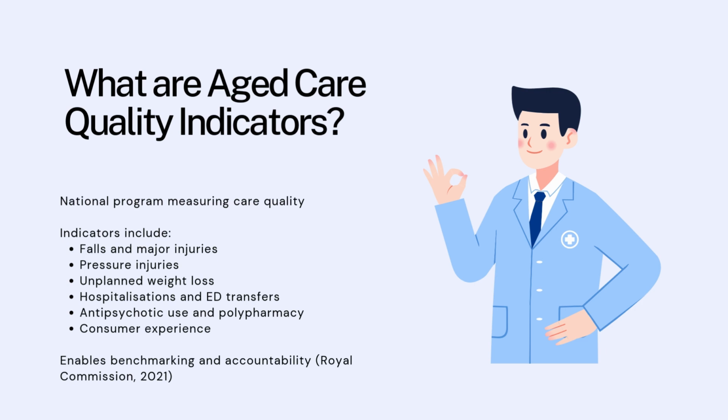These quality indicators were chosen because they represent common risks in aged care that can lead to significant harm if not managed properly. By collecting and reporting this data quarterly, facilities can benchmark their performance against national averages and identify areas for improvement.